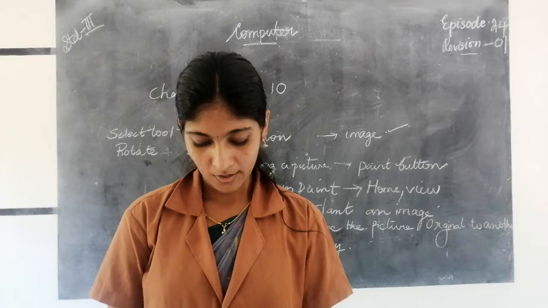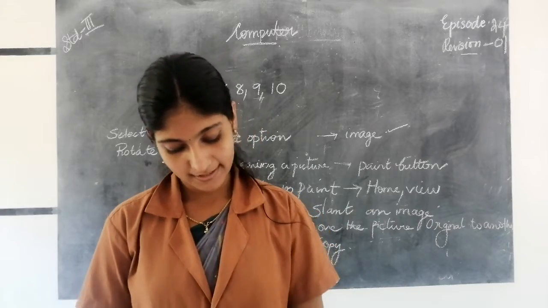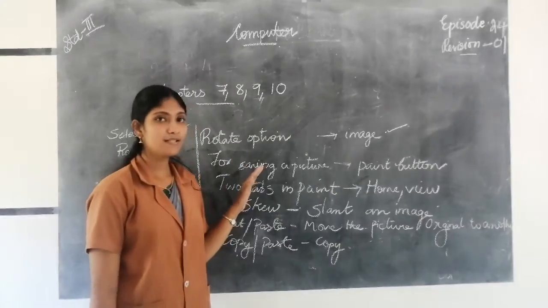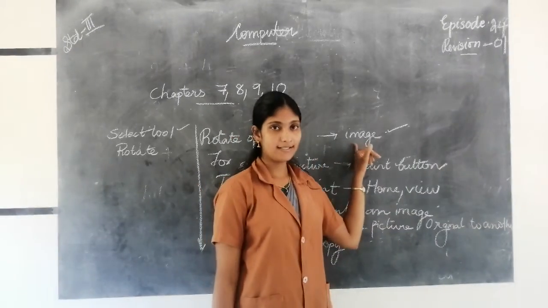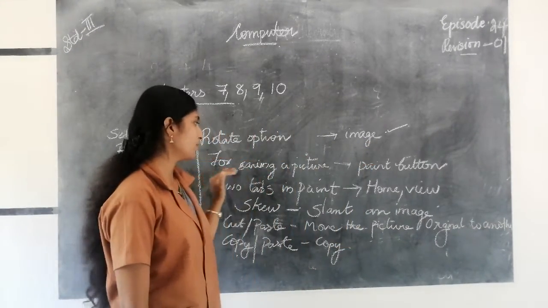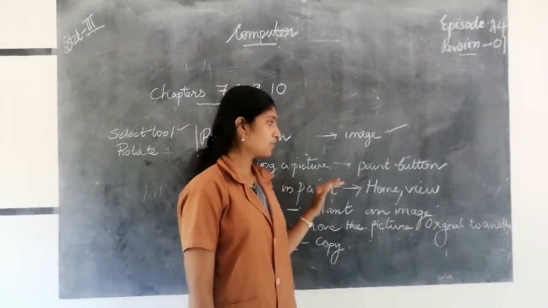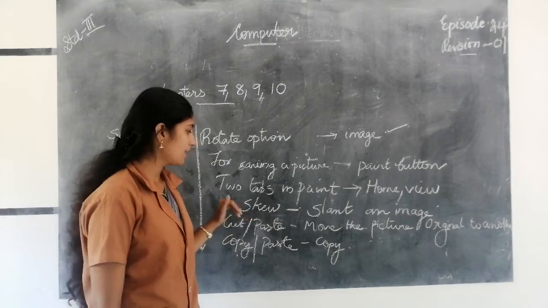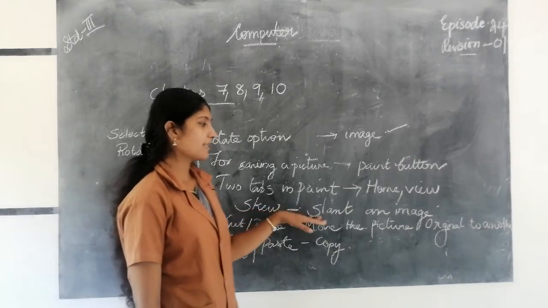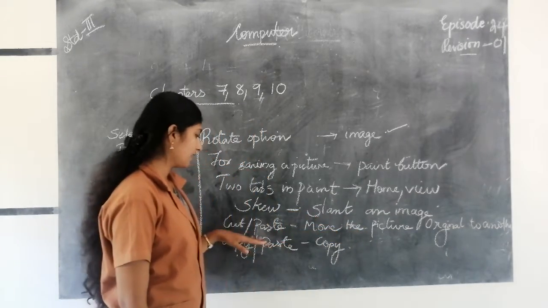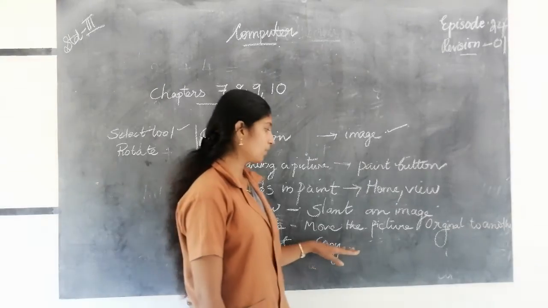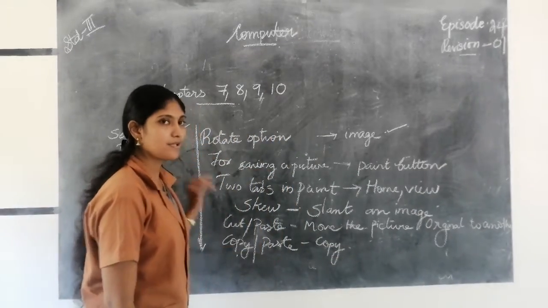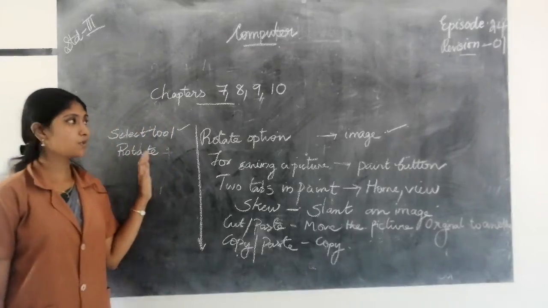Yes, so these are the important topics in this chapter. Once again, the rotate option is under the Image group. Then for saving a picture, you can go to the Paint button. Two tabs: Home tab and View tab. Skew means slant an image. Cut or paste means move the picture from the original location to another. Copy or paste means copy the picture from one location to another.